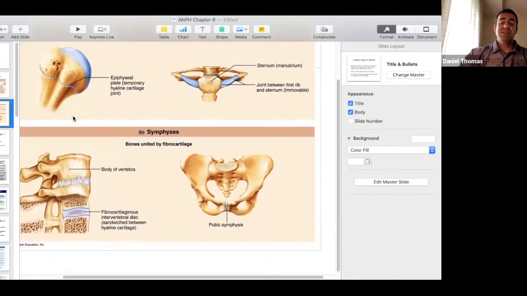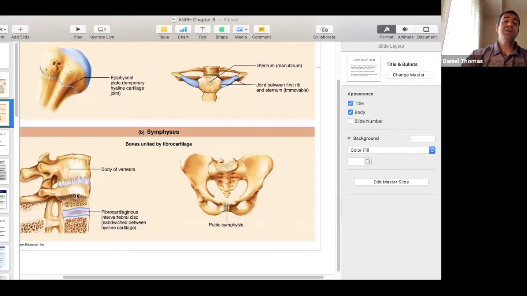Now the last classification is called symphyses, or symphysis, depending on how you want to pronounce it. Sym means together. So what this is going to do is a type of tissue called fibrocartilage. What that does is it attaches bones together, but it does have some flexibility.